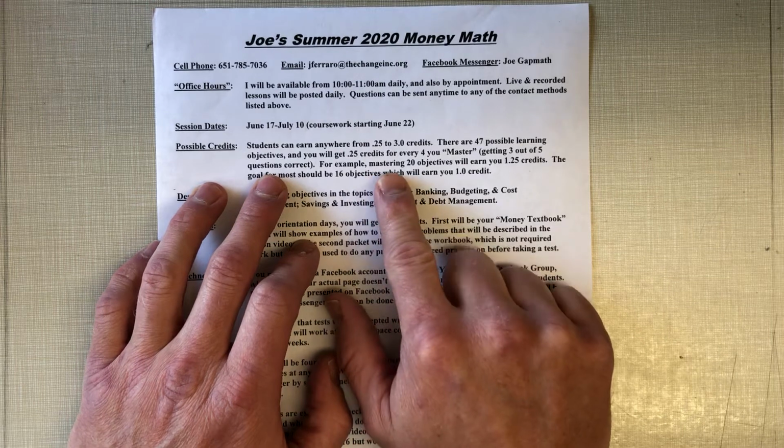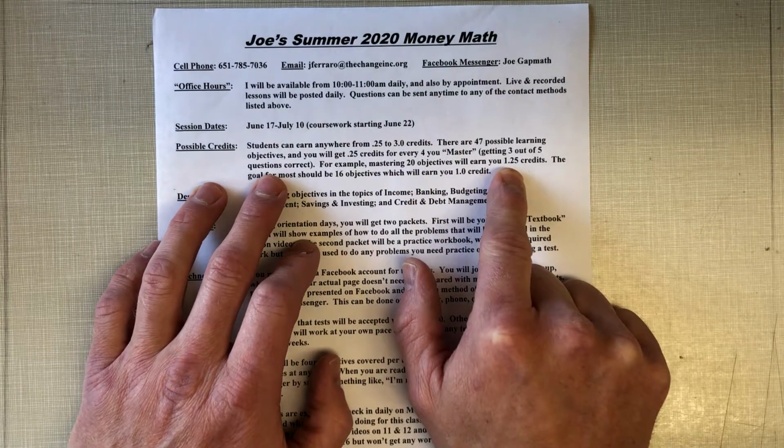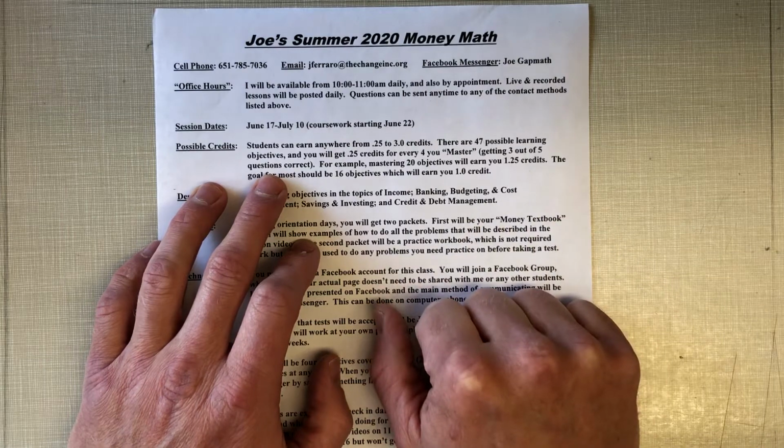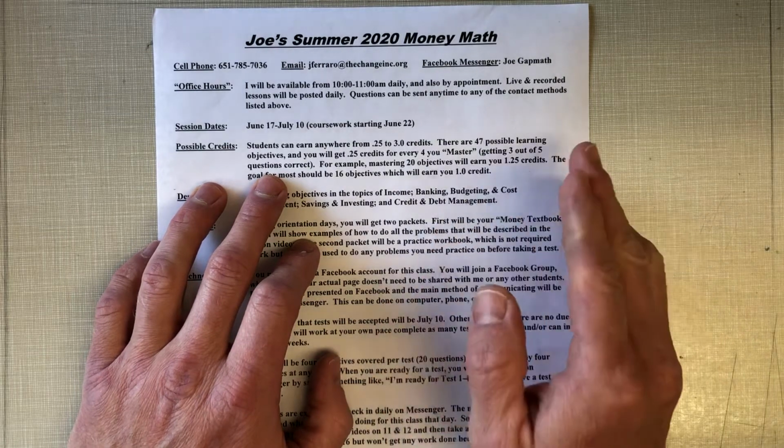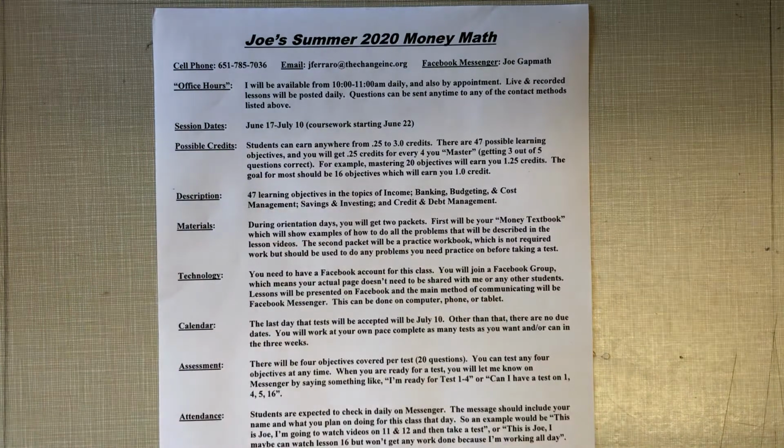So, for example, if you master 20 objectives, you'll earn 1.25 credits. Because that's 4 times 5 is 20. So that means you have 5 groups of 4, and 0.25 times 5 is 1.25 credits. So the goal for most of you should be getting 16 objectives done in the 3 weeks, and that'll earn you 1 credit.